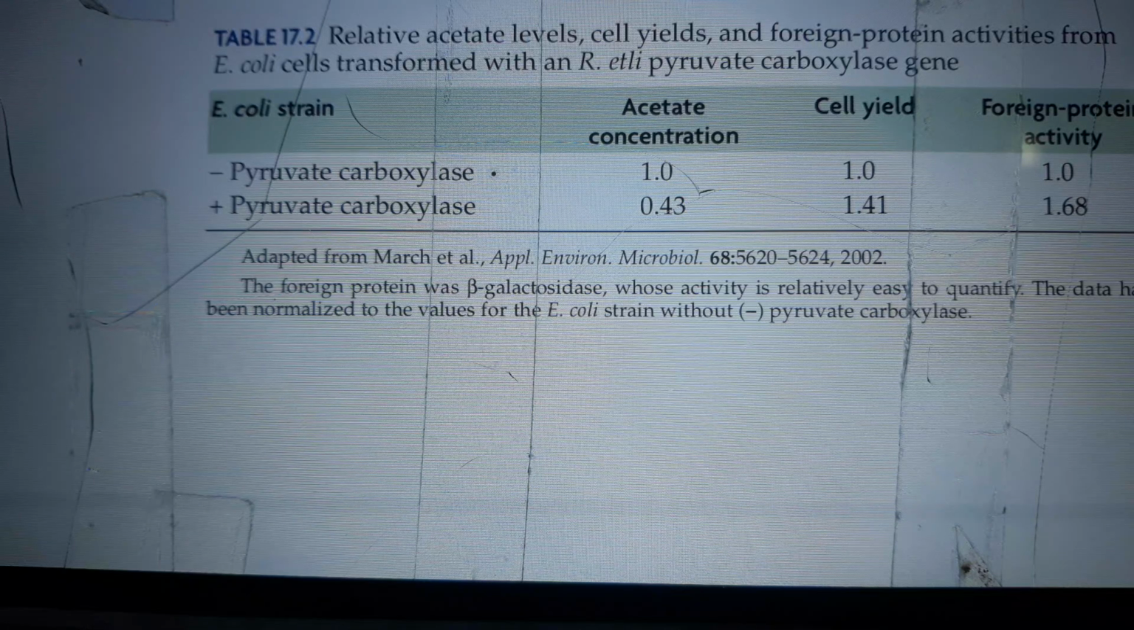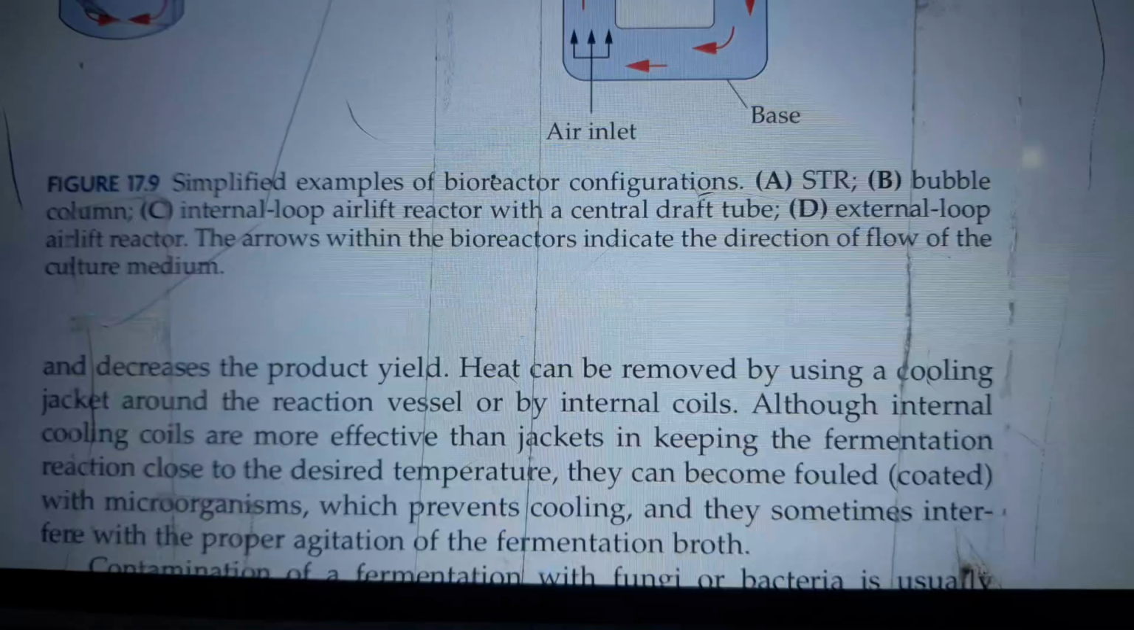Table 70.2 shows relative acetate levels, yeast cell yields, and foreign protein activities from E. coli cells transformed with an R-ethylene pyruvate carboxylase gene.